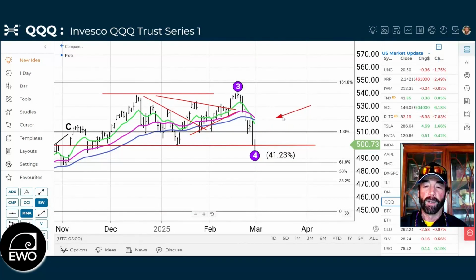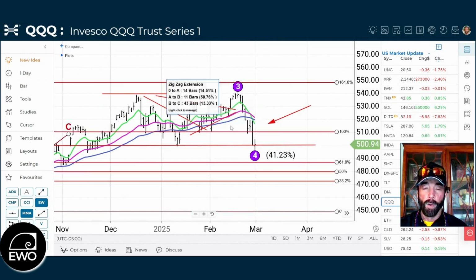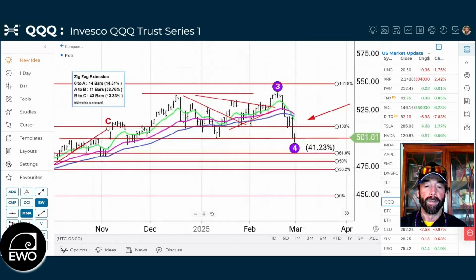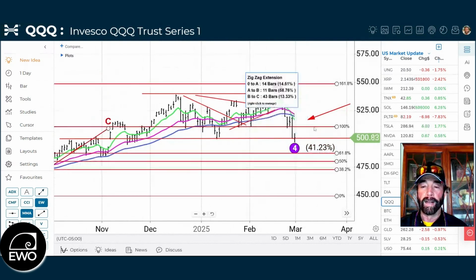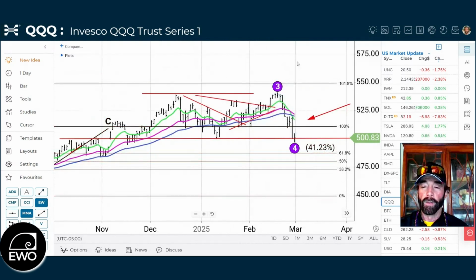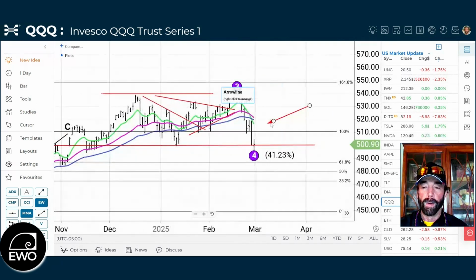This would be a logical area, not just from the wave 4 and the fib level, but the corridor of potential support in this area going back to last fall, somewhere in this 480 to 500 level. So maybe we get some sort of a little bit of a bounce from slightly oversold condition and the LA wave pattern here on the wave 4.